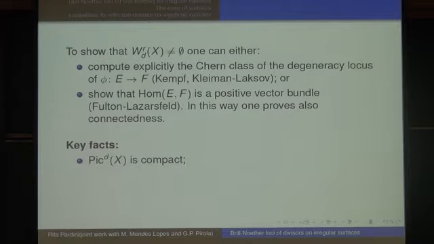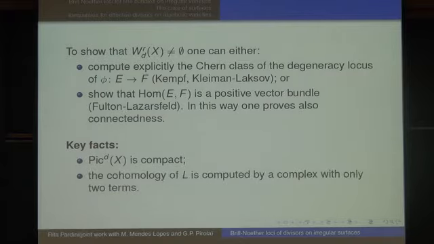Pic D is a compact smooth variety, so you can do intersection. These are proofs by intersection theory, and so that's what you like to have, a smooth projective variety if you want to do intersection theory.